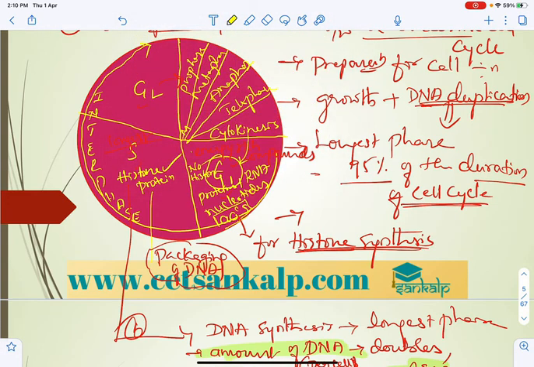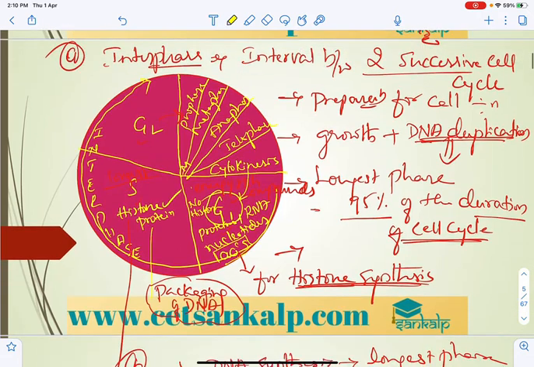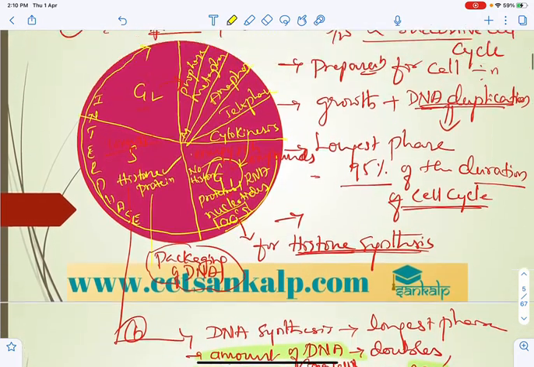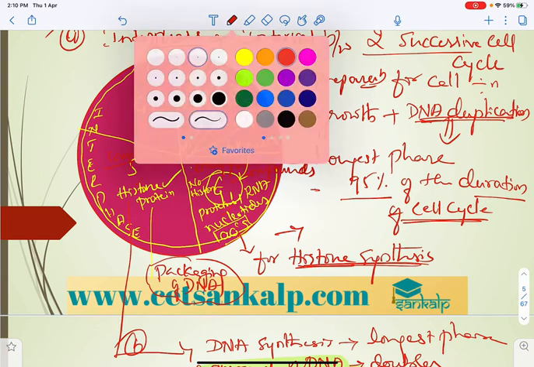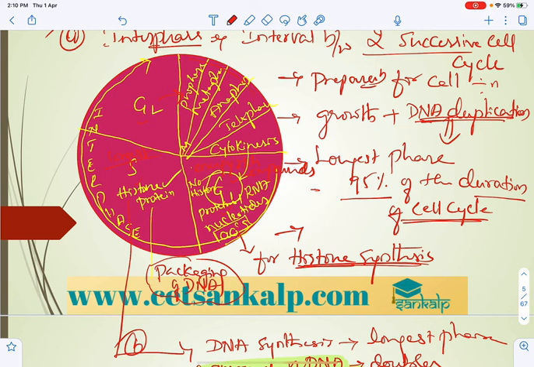So in between, or you can say the interval between two successive cell cycles, the cell enters karyokinesis and the four steps, and then cytokinesis, and finally two daughter cells are produced. So one cell which enters the cycle will show G1, then S, and then G2. After that comes the mitotic phase, right?